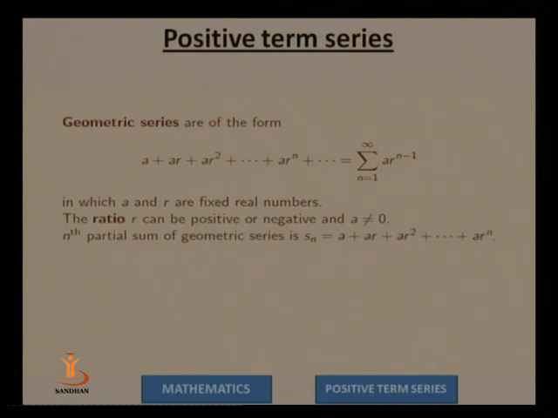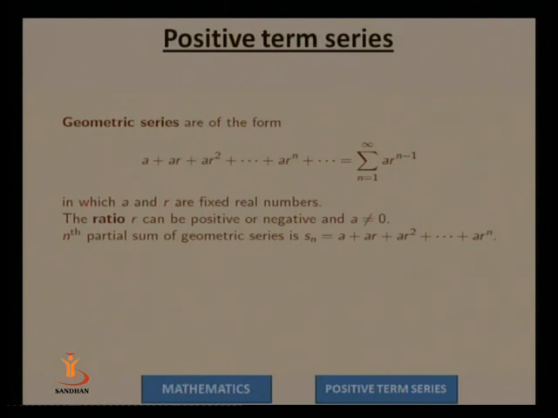Then we have a well-known result, that is the geometric series. The geometric series is defined as a plus ar plus ar square up to plus ar raised to n, with infinite terms. The characterization of this geometric series is that the ratio of two consecutive terms is fixed, and that r is called the ratio. In this, r can be positive, negative or anything, and the term a cannot be 0.